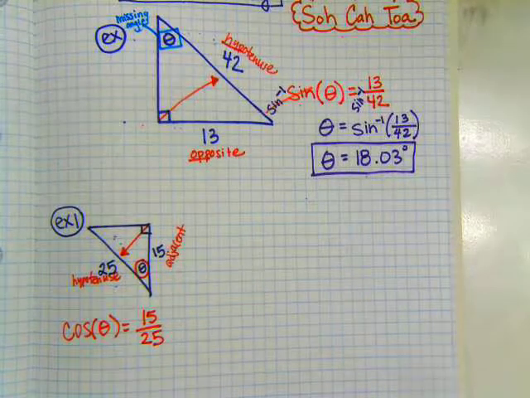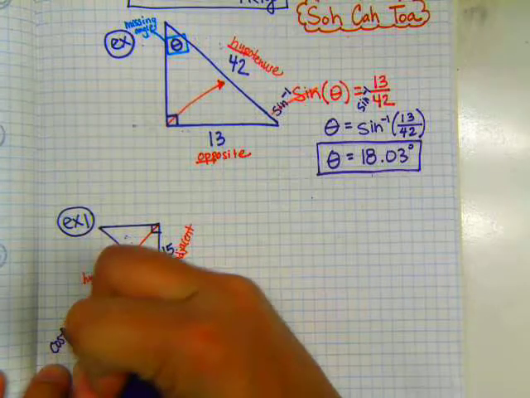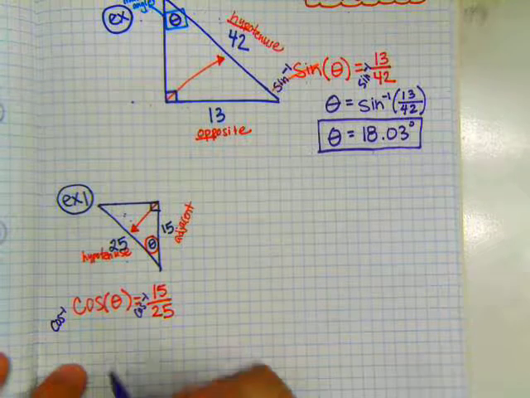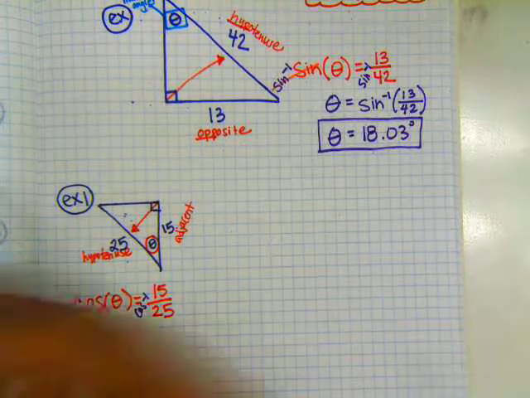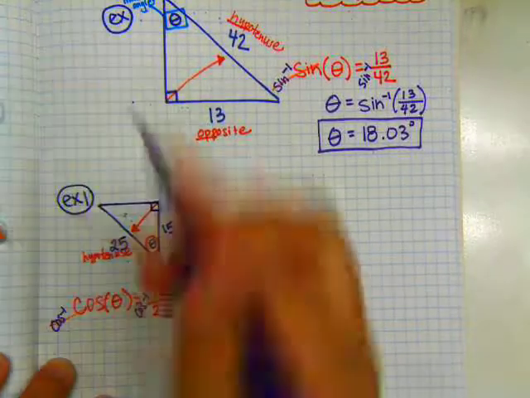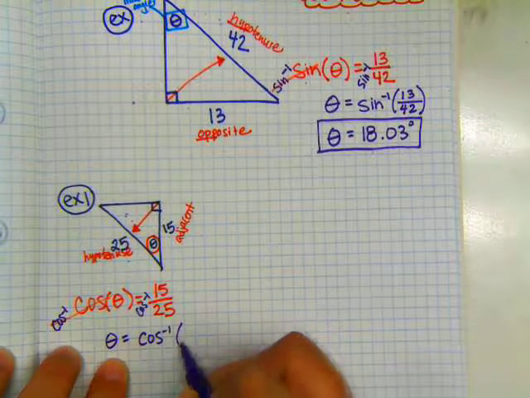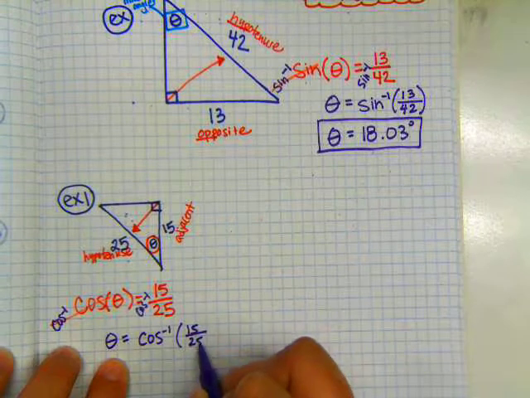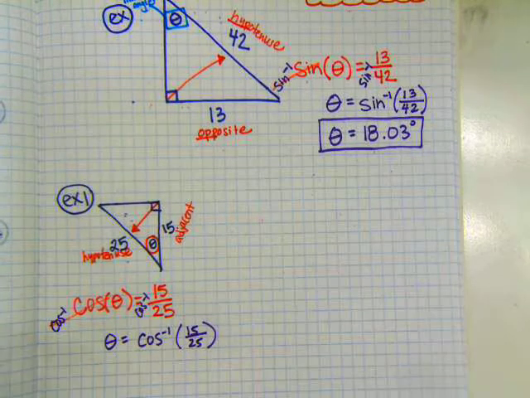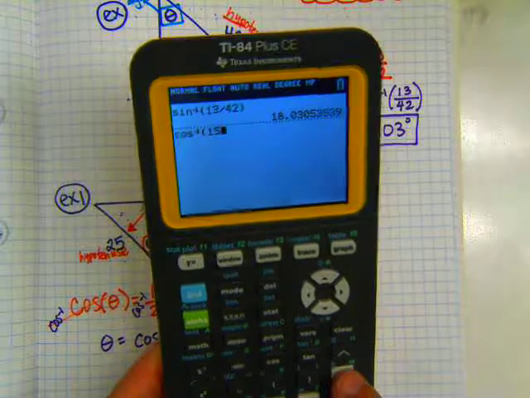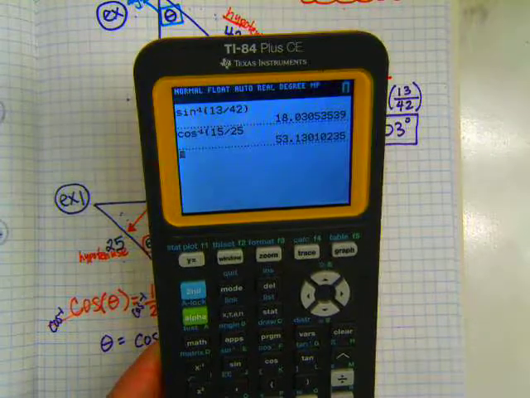And now we take the inverse. And those cancel out. So that's going to be theta equals the inverse of cosine, 15 over 25. And I'm going to put that in my calculator. 53.13.